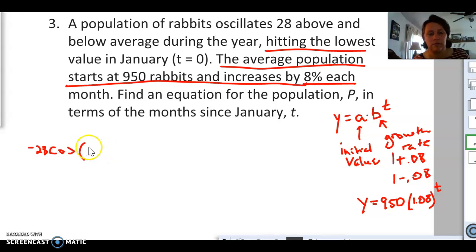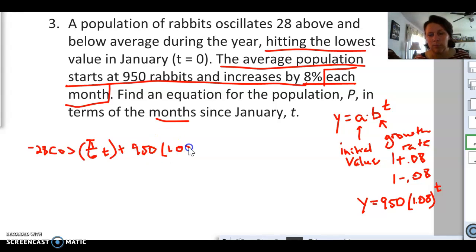We're working in terms of months again, and so we have pi over 6 t. And then, also on this one, it is good to note that it is increasing 8% each month, and so we are good on our midline. So plus our midline, which is 950 times 1.08 to the t. And that's it. We are done with example 3.